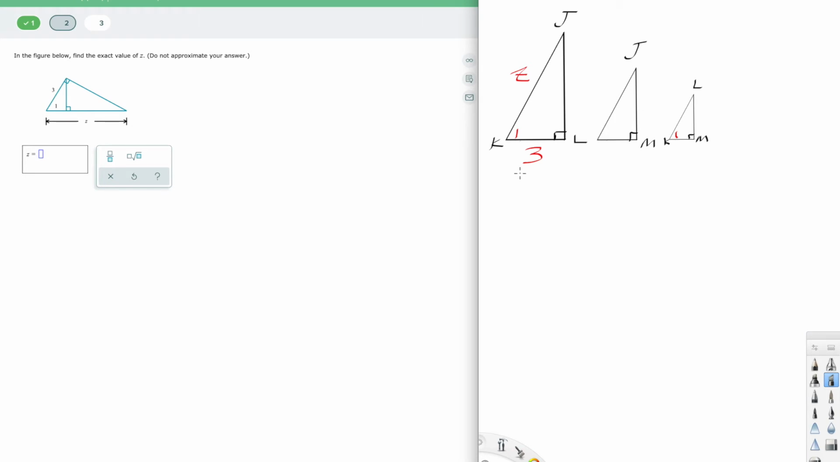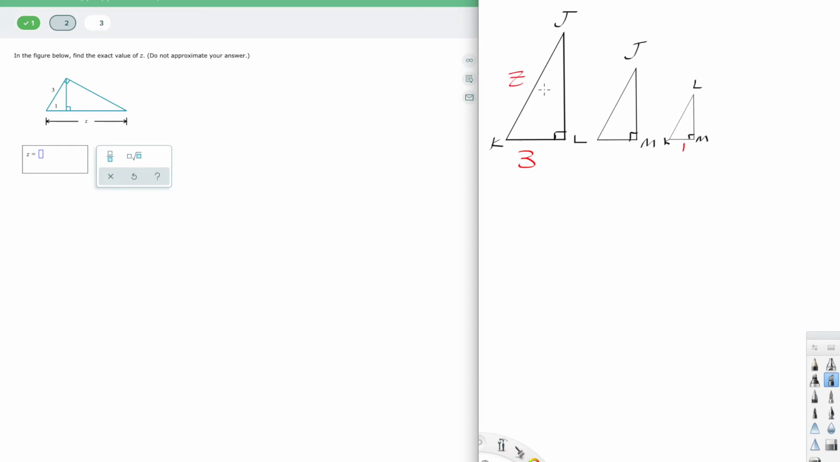So let's see. Oh, you know what? I think this is actually a length. I always look at that as an angle. So this is 3, and then I think what they meant was that this piece here is 1, not the angle. That was silly when I was looking at that. So on the smaller triangle, this length is 1, and then Z would be this whole piece here.